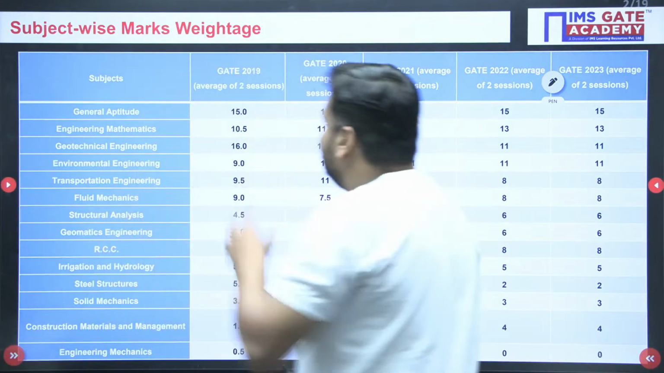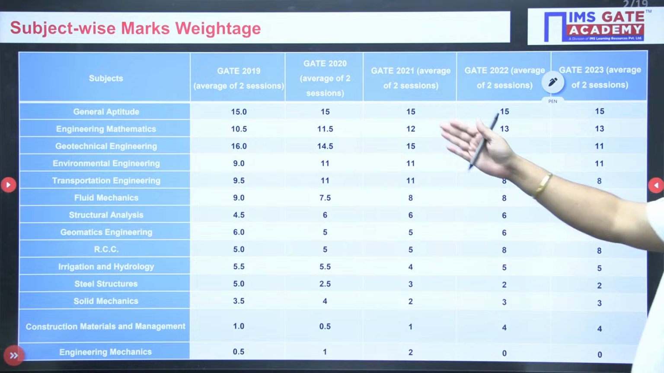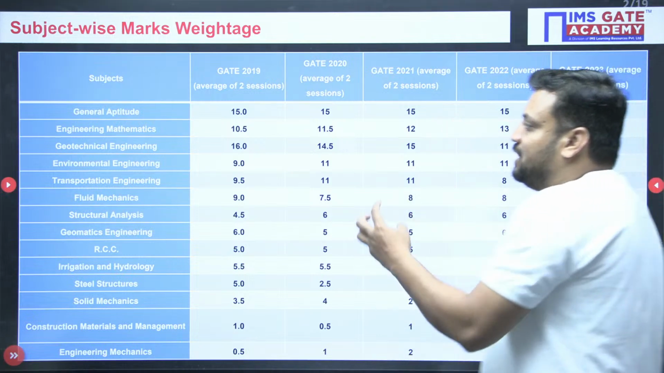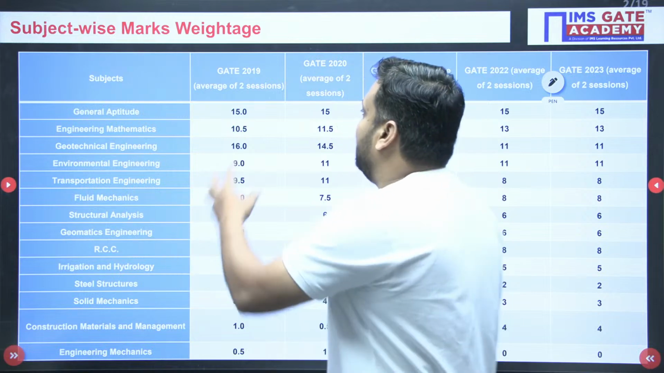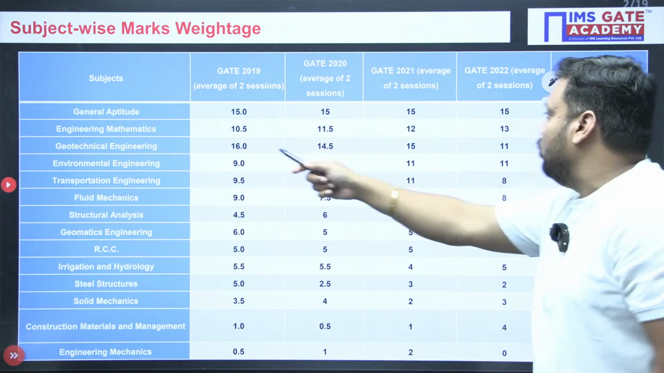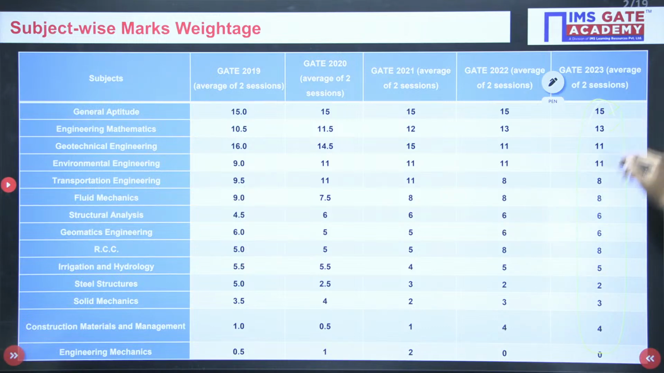Now students, let's talk about the average subject weightage for 19, 20, 21, 22, 23. Sometimes we have 2 sessions, as you can see. If I talk about last year, 23, here is the weightage. Aptitude and mathematics is generally fixed, 15 to 13.